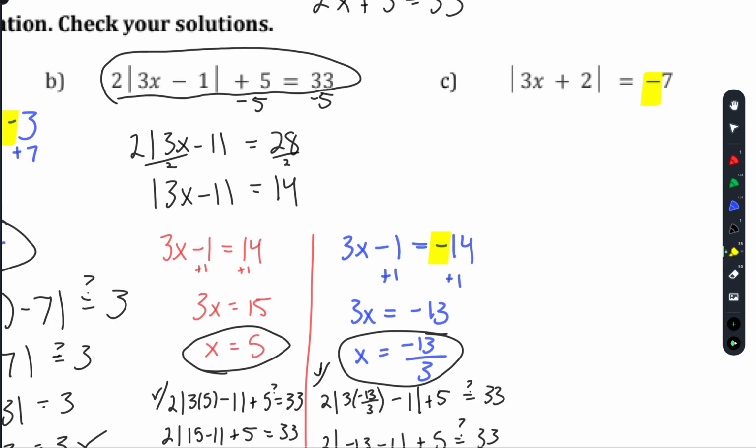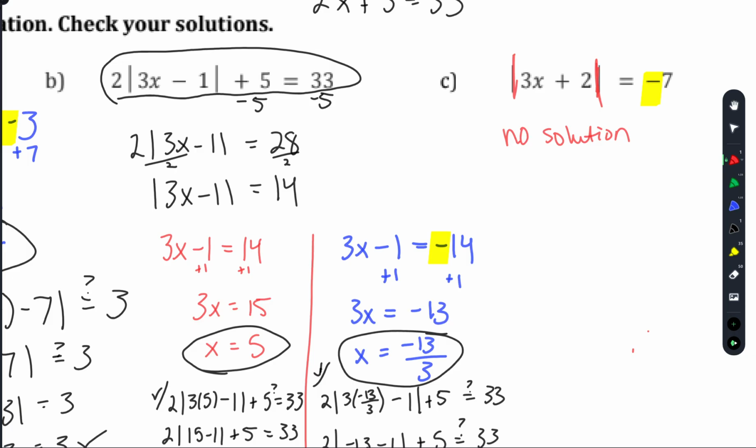Look at that. See that -7? Because of the bars, this is never going to happen. This always equals positive stuff, so it's never going to equal a -7. So I don't have to do any work. I can just say no solution, which is my favorite kind by far.